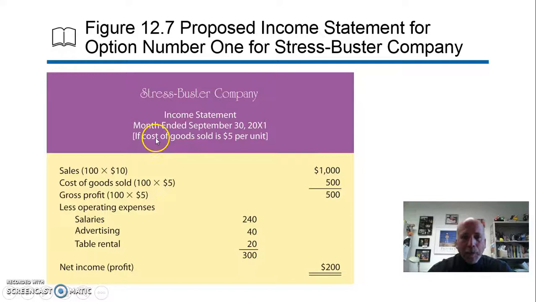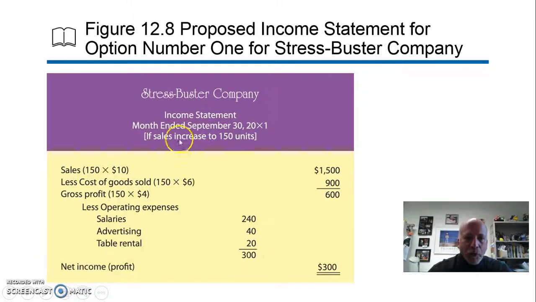If I look back to the cost of goods sold as $5 a unit, so I've changed this number here, we can see that my sales stays the same, my cost of goods stays the same, but now I have a gross profit of $500. Salaries, advertising, and table rental do not change. Those are what we call fixed costs because they don't change based on the number of units I sell. And so my net income or my net profit now has risen to $200.